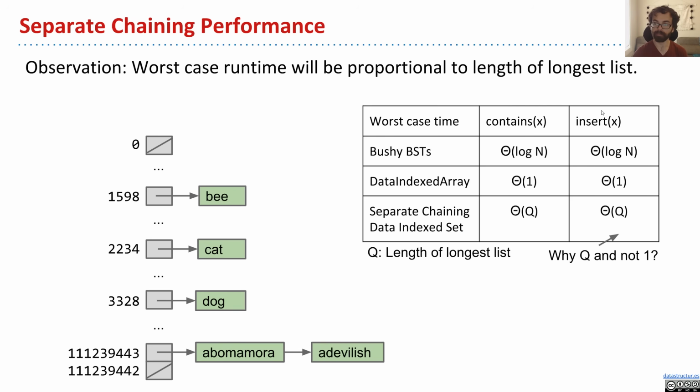Now I should note that the insert or add operation is also going to be theta q. It is not 1. You might think that I can just go look up the hash code and then stick the item at the front, but recall that we're not going to add an item if it already exists in the list. So when we're inserting, we still have to walk through the entire list, and since I'm using a separate chain that consists of a linked list, that is going to be theta q.